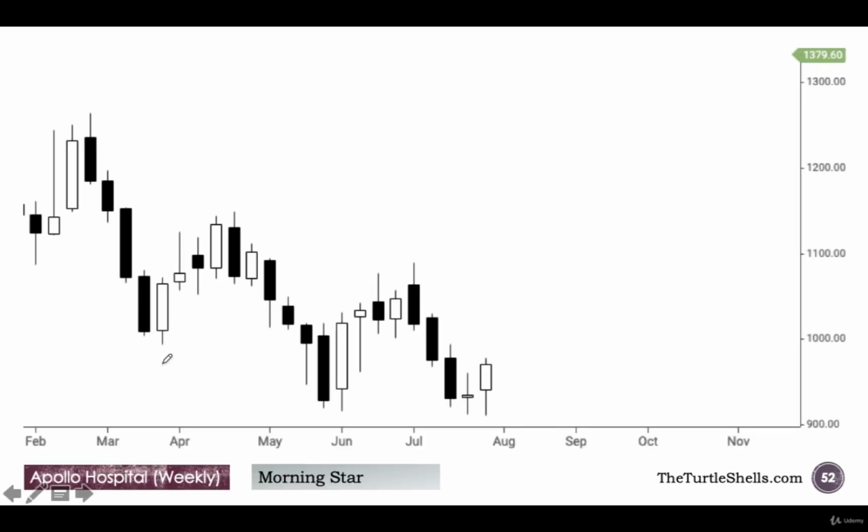So let's quickly have a look at an example. So this is a weekly time frame. Again, I reiterate, the bigger the time frame, the more is the probability that the trade will work out in our favor. The bigger the time frame, the lesser the confirmations we need. So this is Apollo Hospital, a nice downtrend, that too on a weekly chart, which is very important. So you have a morning star, bearish candle, indecision candle, bullish candle.